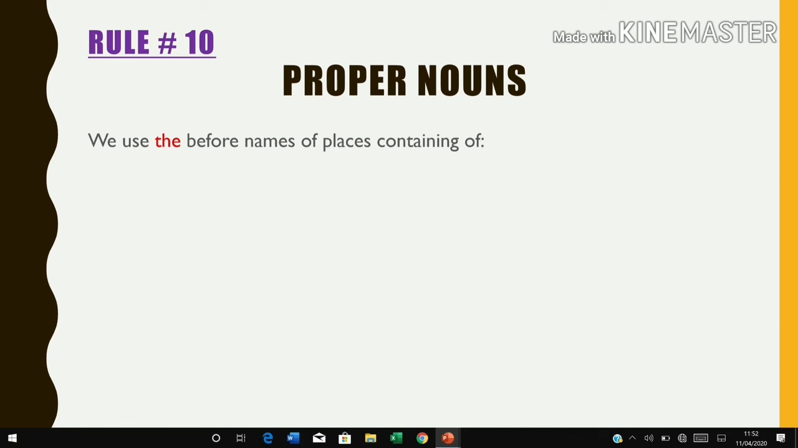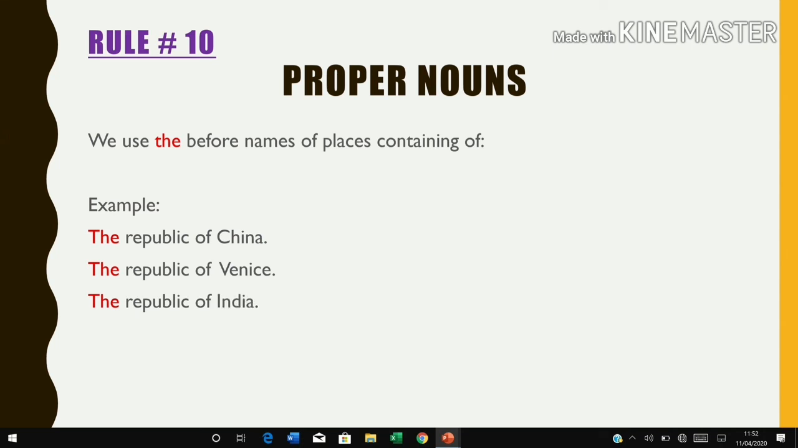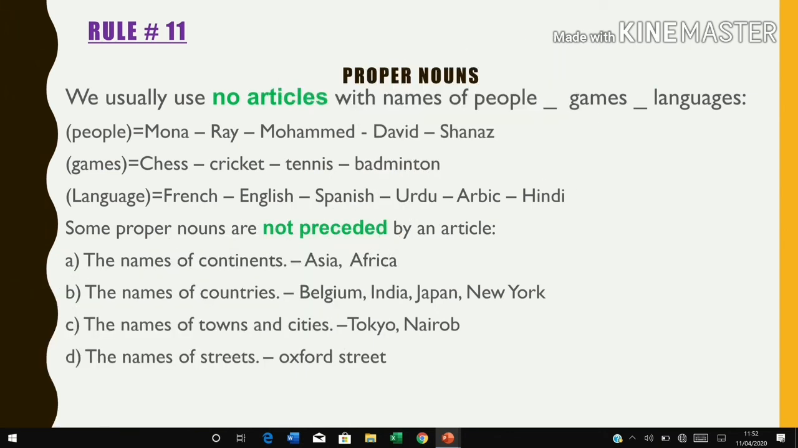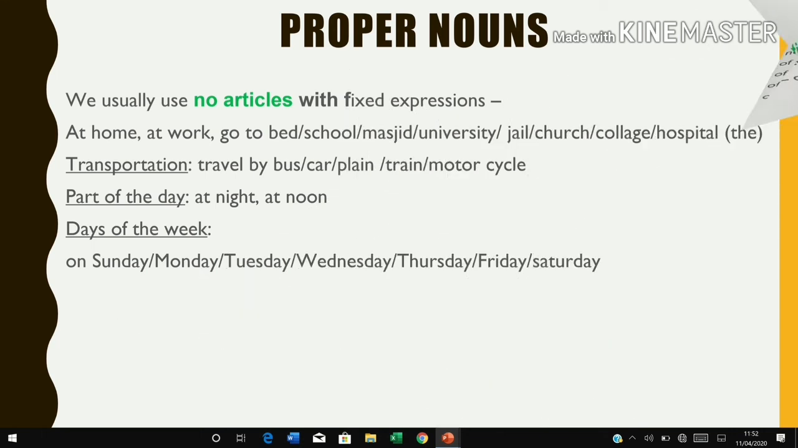So here we use the before the name of a place containing, for example, the Republic of China, the Republic of India, the Republic of Venice, all those things. And here we cannot use any type of article. For example, before the names of people, names of games, and languages, we should not use any type of article. Even the names of continents, countries, towns and cities, we shouldn't use any type of article. And there are some fixed expressions also in this area.